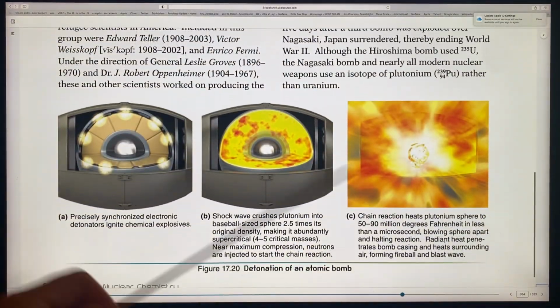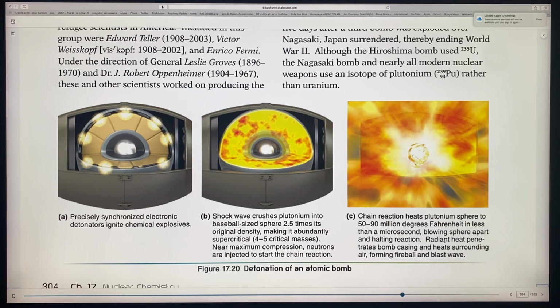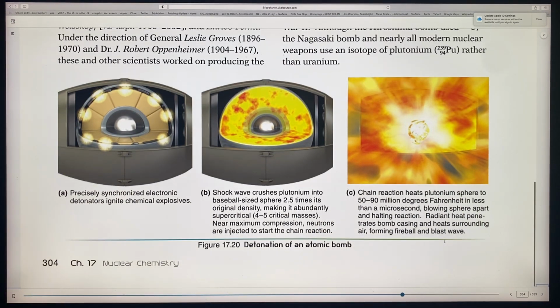And so here's the chain reaction that heats the plutonium up to 50 to 90 million degrees Fahrenheit. And this is in less than a millisecond. This blows the sphere apart. The radiant heat penetrates the bomb casing and the surrounding area, and this forms the fireball and all this radiation that comes into this blast wave, you can imagine, of the atomic bomb.